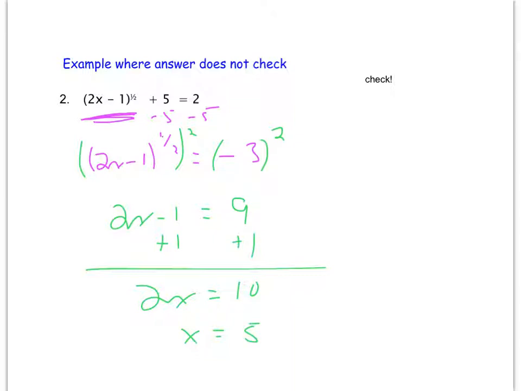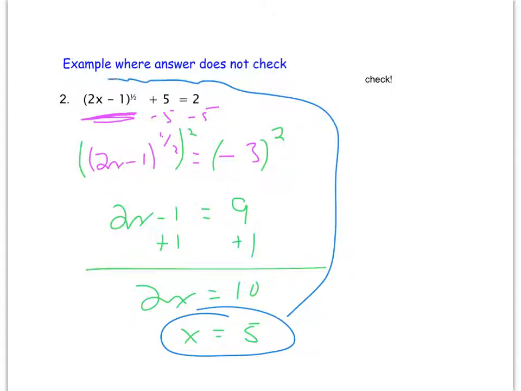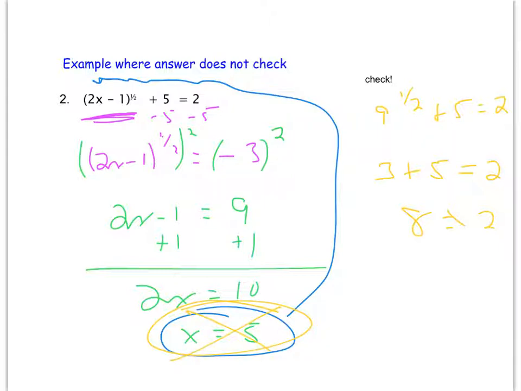Let's check our answer. x equals 5. Let's check our answer by plugging it back in up here. 2 times 5 is 10. 10 minus 1 is 9. 9 to the 1/2 power plus 5 is equal to 2. Well, 9 to the 1/2 power, the square root of 9, is 3. 3 plus 5 does not equal 2. 3 plus 5 is 8. 8 does not equal 2. Therefore, this answer is junk. It was the only answer we got, so this has no solution.